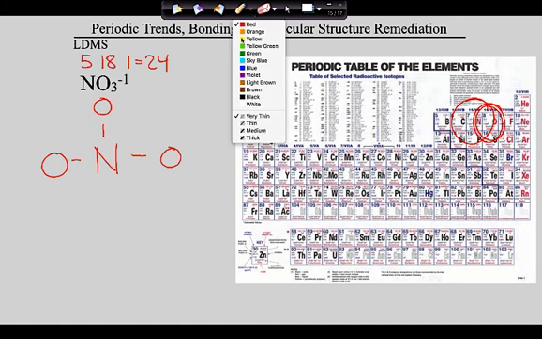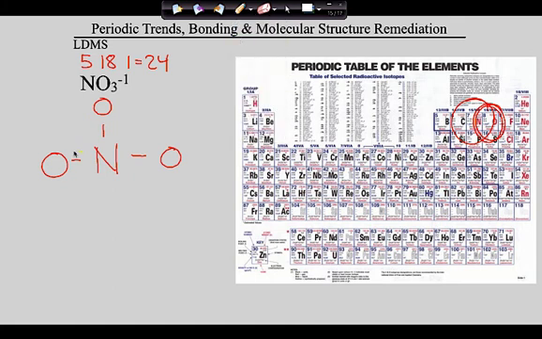Now we need to count the number of electrons already on the board. We have 2, we have 4, we have 6. So of those 24 electrons, we have already used 6 of them. That leaves us a total of 18. So now we need to figure out how to get these on the board.